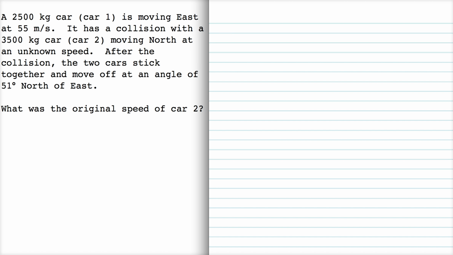So there's a two-dimensional collision here. We're not told anything about it being elastic, so let's draw a diagram and see what's going on. Car 1 has a mass of 2,500 kilograms. It's moving east. We're sticking with our usual cardinal directions here: north, east, south, and west, and we'll make the eastern direction positive and the northern direction positive for this problem. It's moving east with an initial speed of 55 meters per second.